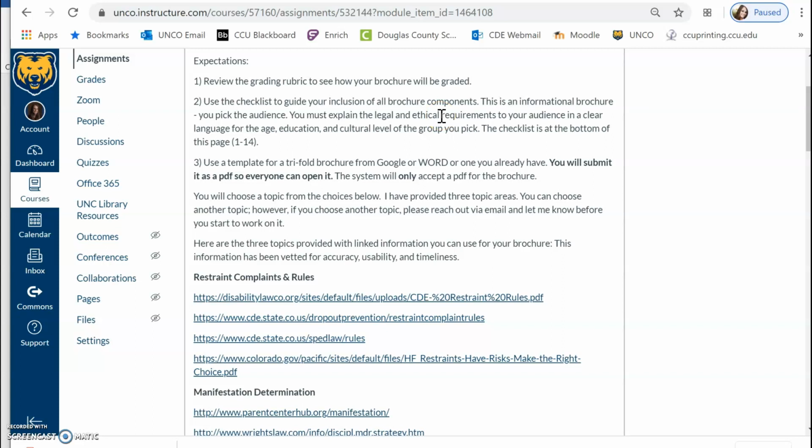You will want to keep in mind your target audience throughout, and this is a trifold brochure. So you can also check out Microsoft Word. There may be some options there, or other programs if you have them, but Canva is a good one.